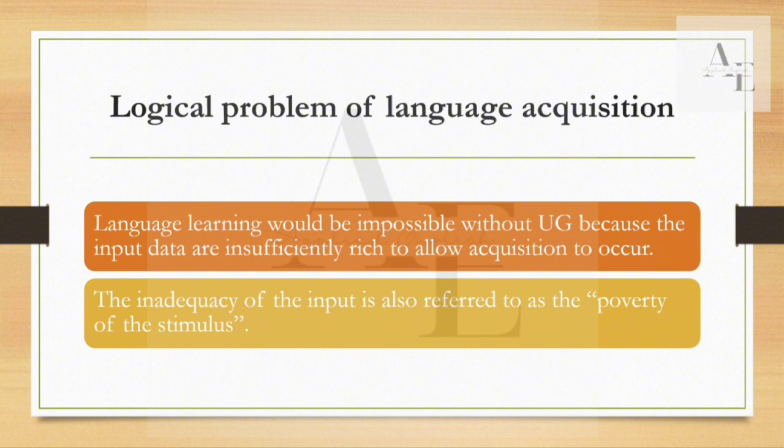Also, the inadequacy of the input is also referred to as the poverty of the stimulus. So the language that children are exposed to is sometimes inadequate. It's not proper. Sometimes adults use abbreviated terms, repetition, questions. They differ in stress and intonation from adult language, but somehow children manage to acquire the language properly. So that is the poverty of the stimulus. So they say that UG is the only explanation for how children manage to acquire the language.